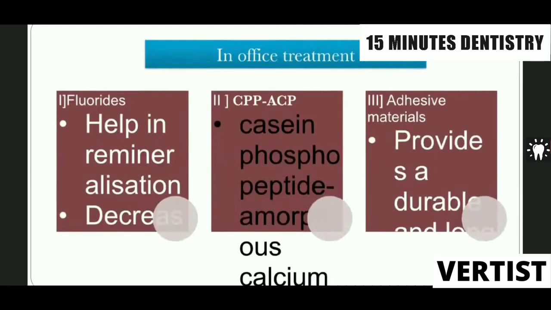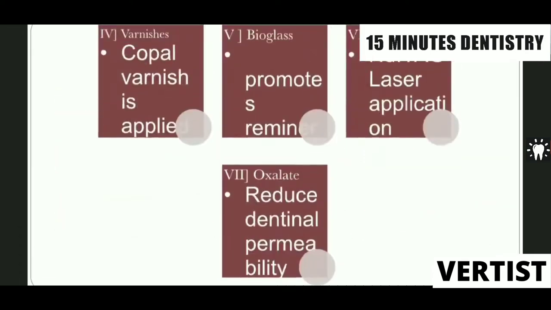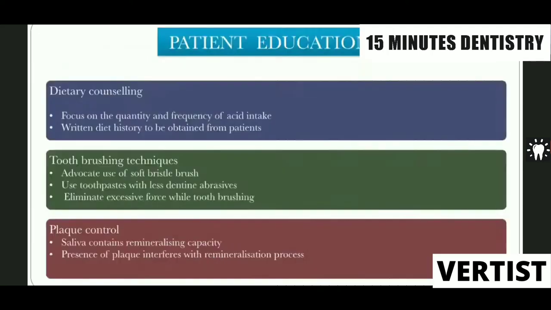In office treatment, you can attempt remineralization using fluorides or CPP-ACP agents, that is casein phosphopeptide-amorphous calcium phosphate. You could use adhesive materials. There could be use of varnishes, bioglass, lasers, and oxalate. So these are the different managements which can be carried out in the office. All of you must be versed with all these management strategies.